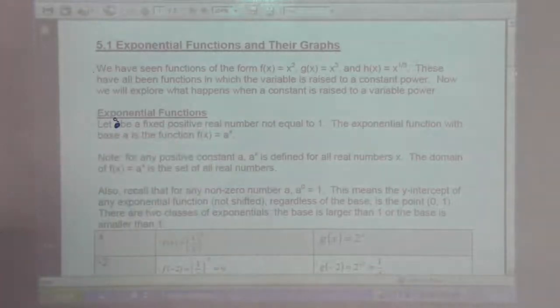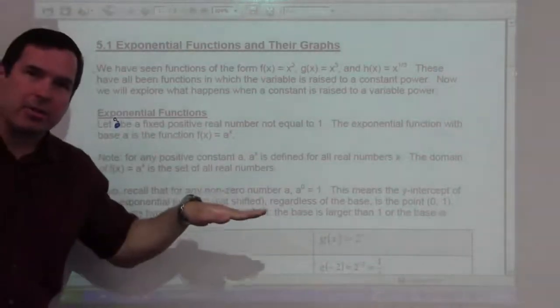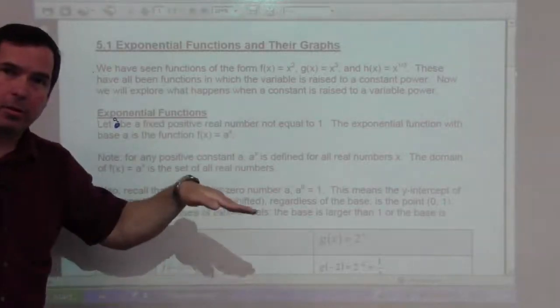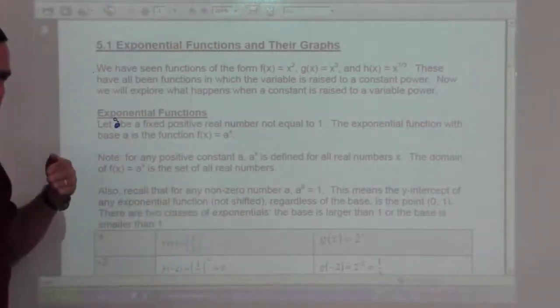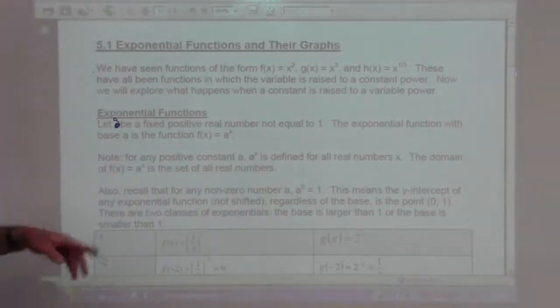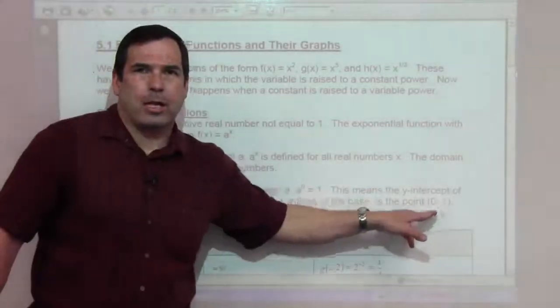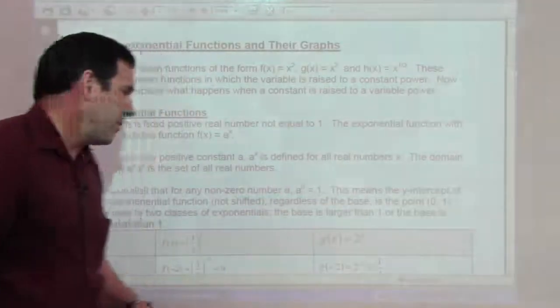This means the y-intercept of any exponential function that's not shifted, so if it's not shifted up or down, left or right, then you have the point 0, 1. That is your y-intercept for a non-shifted function.